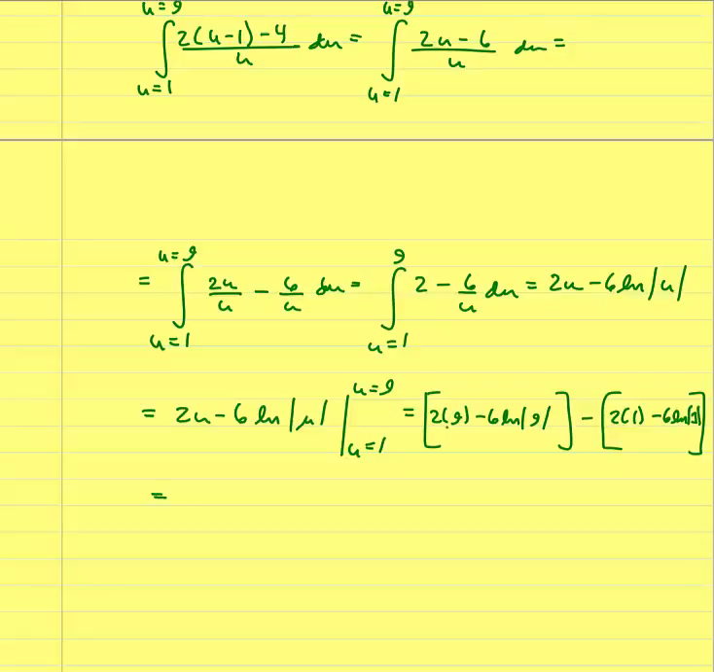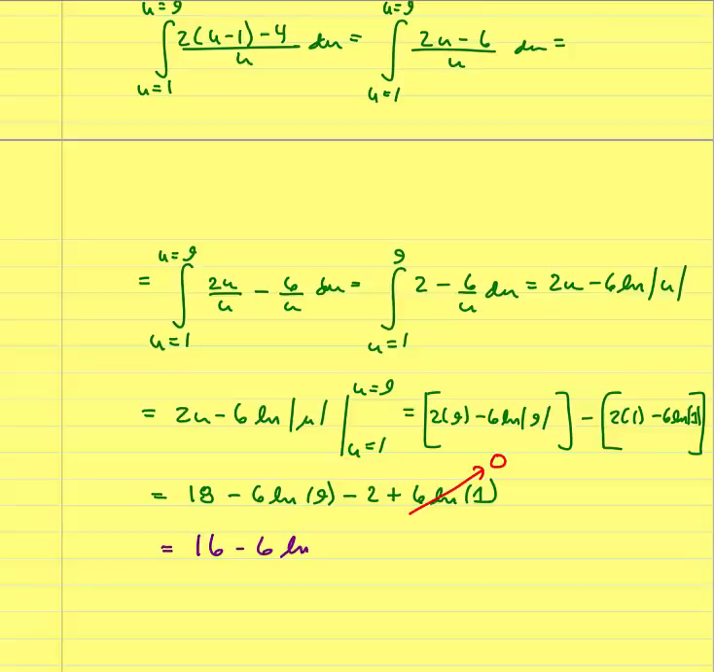So rewriting, I have 2 times 9 is 18 minus 6 natural log of 9 minus 2 minus a negative is the same as a positive 6 natural log of 1. Now if you recall, one of the interesting characteristics about the log is the natural log of 1 is 0. 0 times 6 is 0. So here I have 18 minus 2 is 16 minus 6.